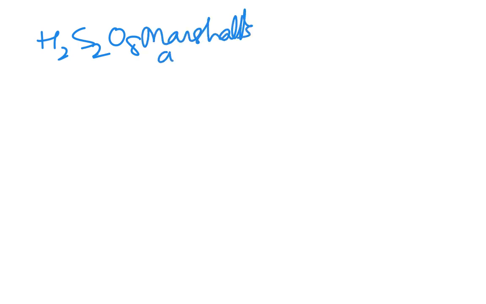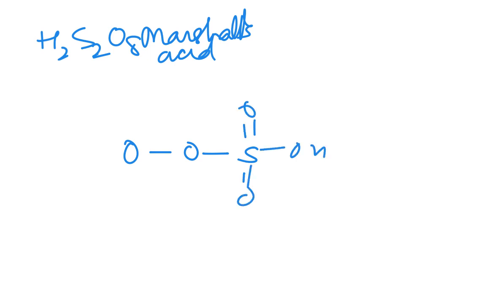Now some more structures. H2S2O8, Marshall's acid. It will also have a peroxy bond. One side double bond O, OH, double bond O. Other side also double bond O, OH, double bond O, same. This side also. Okay, this is the peroxy bond here.